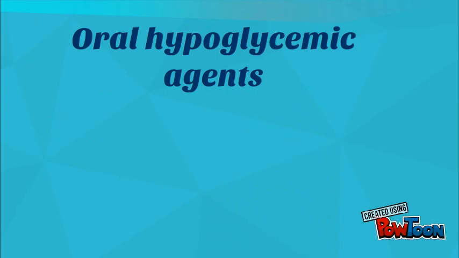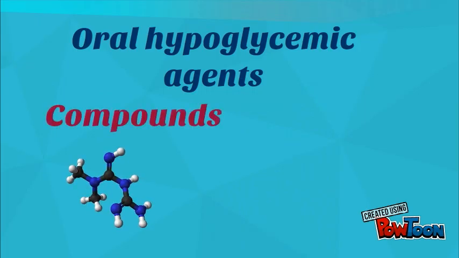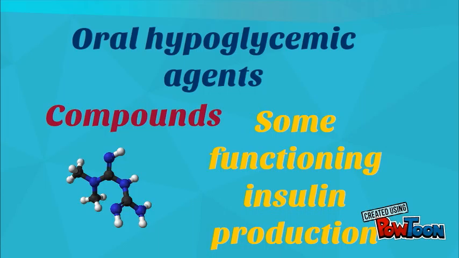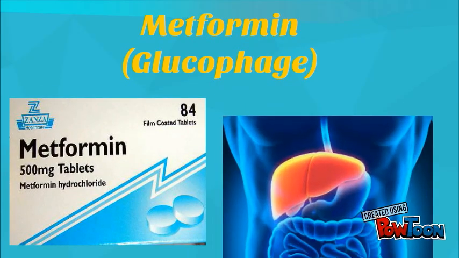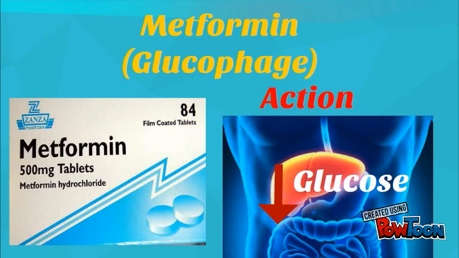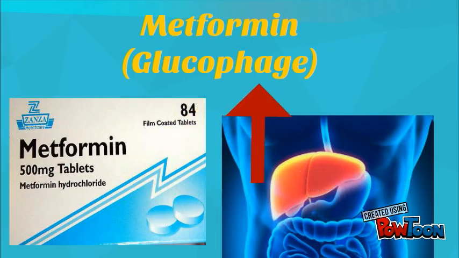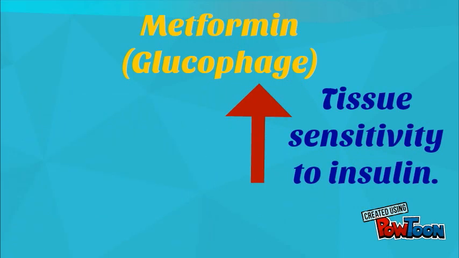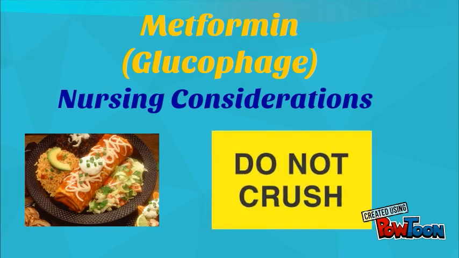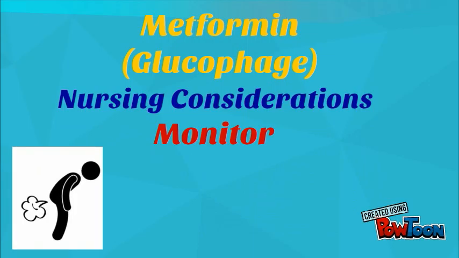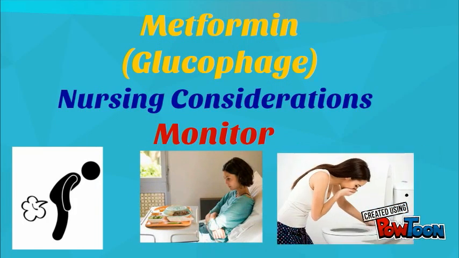Oral hypoglycemic agents are compounds, and the patient must have some functioning insulin production for oral hypoglycemics to be effective. Metformin, Glucophage. Action: reduces the production of glucose by the liver and increases tissue sensitivity to insulin. Nursing considerations: give with food, don't crush. Monitor for flatulence, anorexia, nausea.